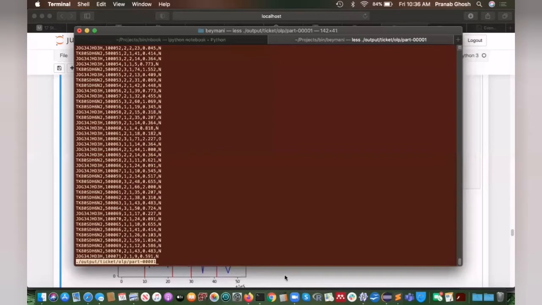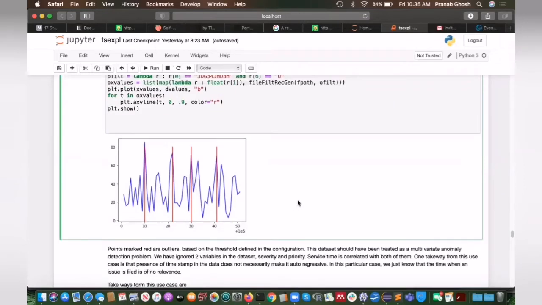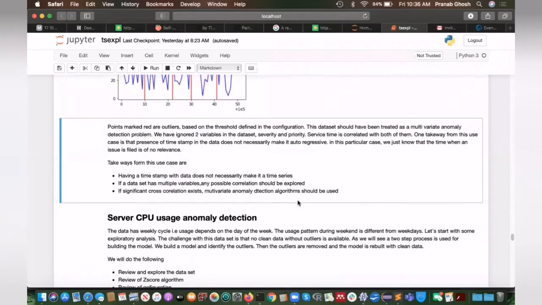So what I'm doing here is I'm overlaying on the plot the points that are detected to be outlier by this red line. So that's the first use case. So the takeaway from this is that, again, as I was saying, we are kind of cheating. This should have been treated as a multivariate outlier detection problem. We haven't done that.